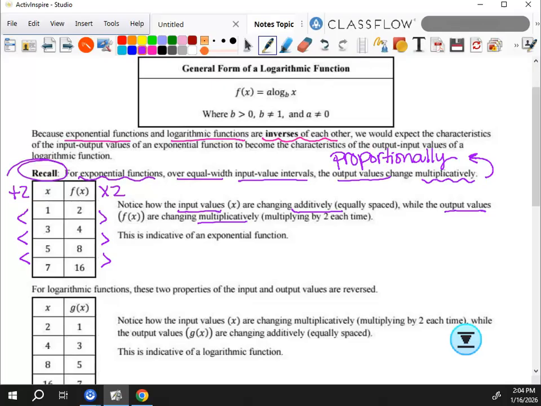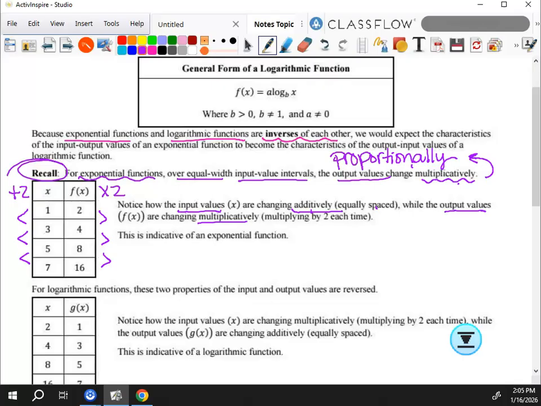That's why we need to know that multiplicatively means proportionally, which means just being multiplied by the same thing over and over again. And that additively means equally spaced, or equal length input value intervals, or adding the same thing every time. They all mean the same thing. I'm going to write them different ways so you're not surprised by any of the language, because I can't tell you for sure what it's going to look like. It could be anything. But all that makes sense for exponentials, right?